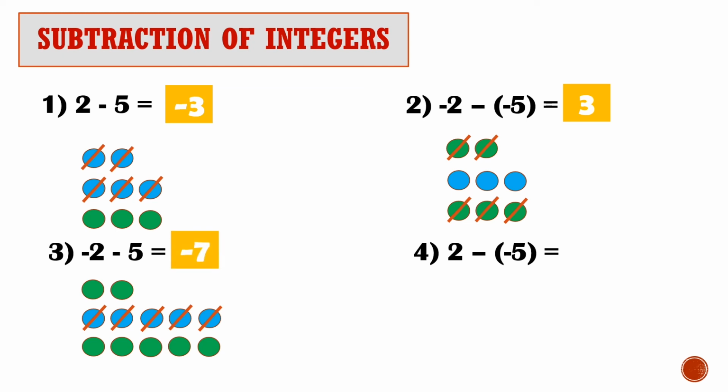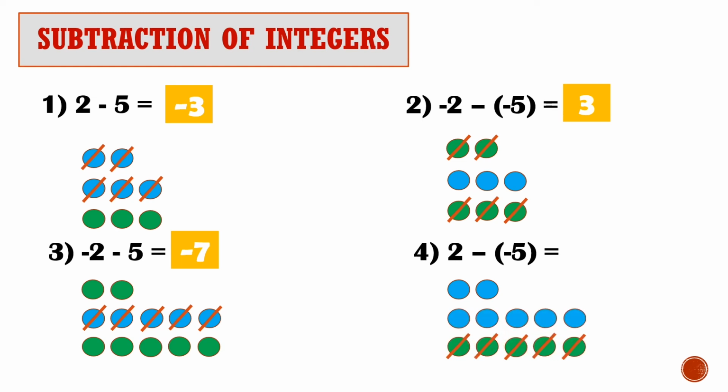Last, number 4. We have positive 2 minus negative 5. Lagay tayo ng dalawang blue. Then, kailangan din natin kumuha ng 5 negative. So, maglalagay ulit tayo ng 5 pairs. So, ngayon, tatanggalin natin si negative 5. So, ang makukuha natin is positive 7.